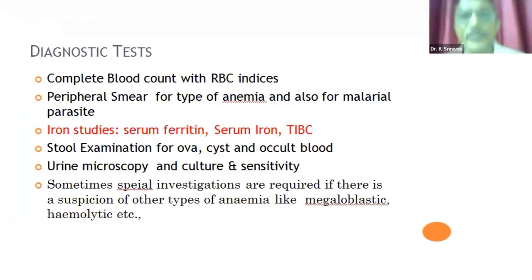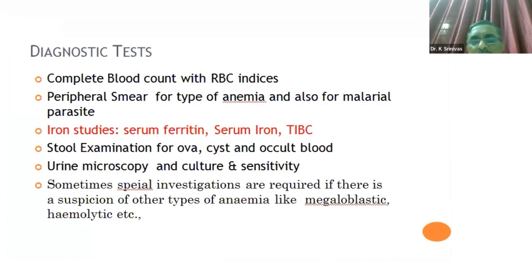Urine microscopy and culture and sensitivity are very important because of the link between urine infection and anemia. Urinary tract infection is more often encountered. It could be asymptomatic bacteriuria, which is picked up only on lab examination in anemic patients, and anemia per se is known to predispose to urinary tract infection. And UTI can cause anemia. So we should be extremely careful in ruling out and effectively treating the UTI, right?